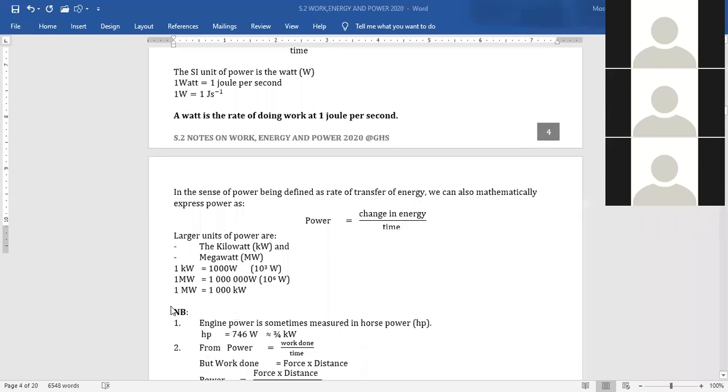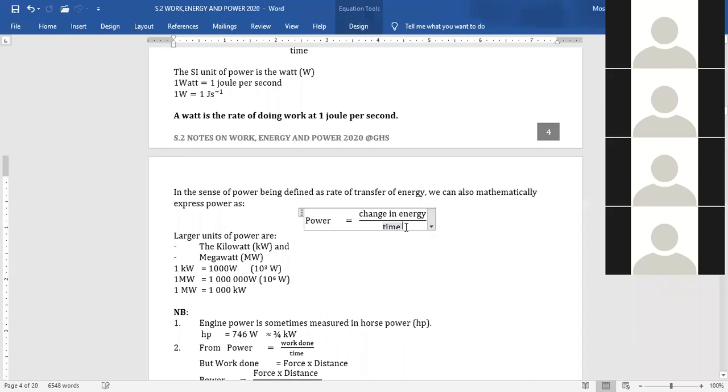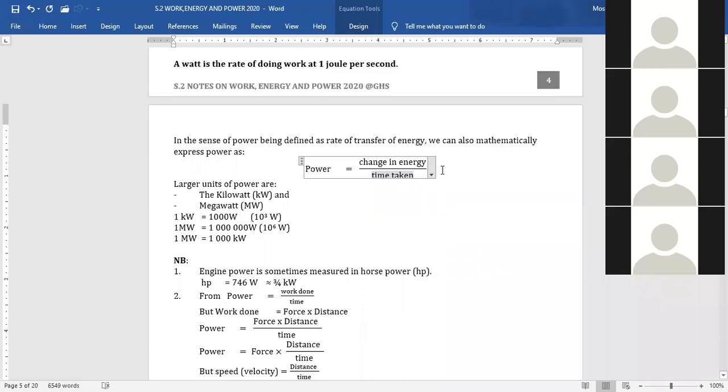Okay, my reader, continue. In the sense of power being defined as rate of transfer of energy, we can also mathematically express power as change in energy over time. But I want to add this simple word: time taken. Over time taken, the time taken for that change to occur. So that is our measure for power.